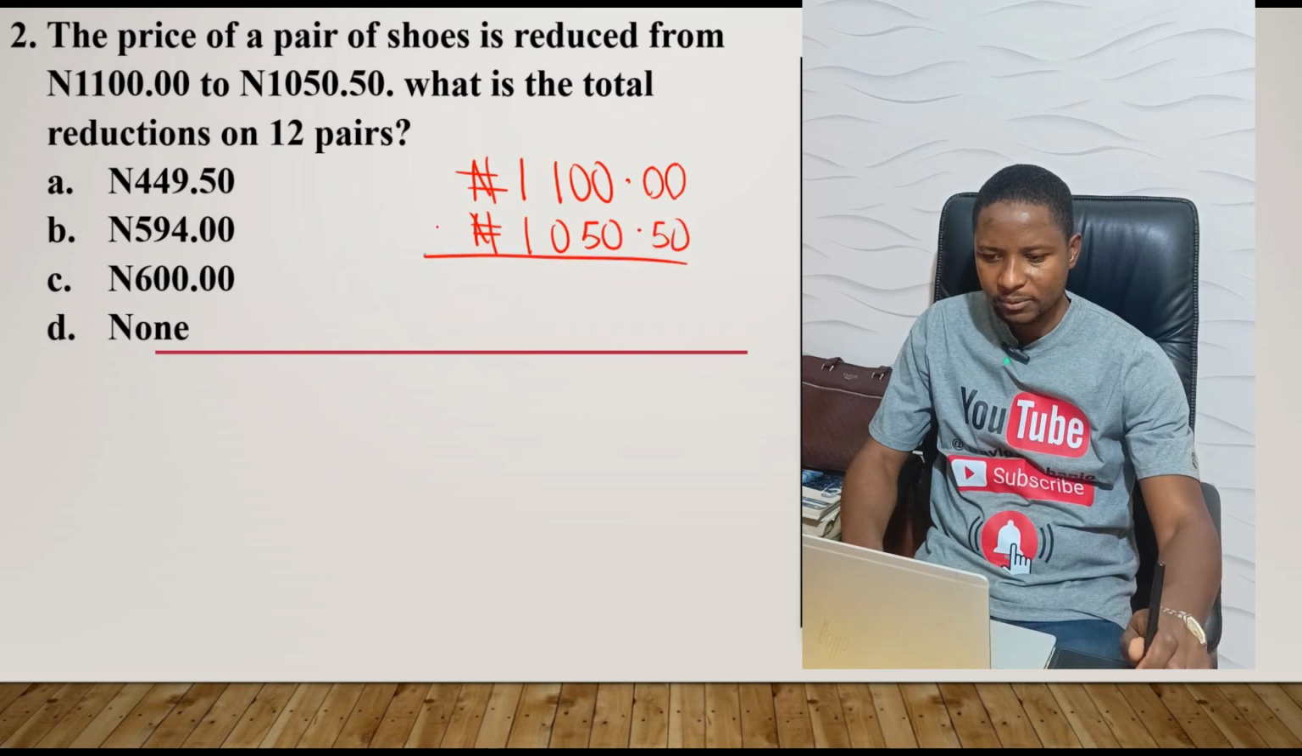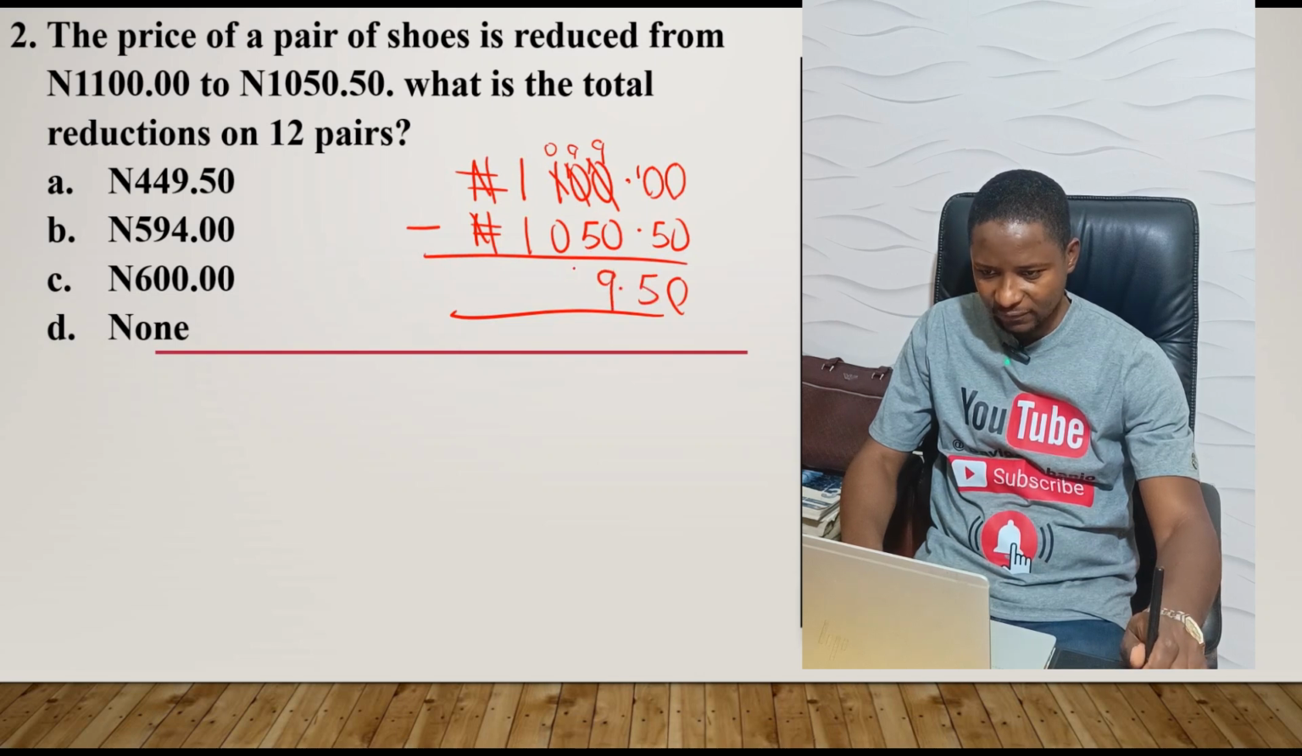Alright, so when you subtract, 0 minus 0 is 0, 0 minus 5 not possible, so you have to go all the way from here to borrow and move it there, turn it to 10, borrow from 10 again, turn it to 9, borrow, turn it to 9, and it comes here as what? 10. 10 minus 5 is 5. 9 minus 0 is 9. 9 minus 5 is 4. And the rest are 0. So this is the reduction for selling the shoes.